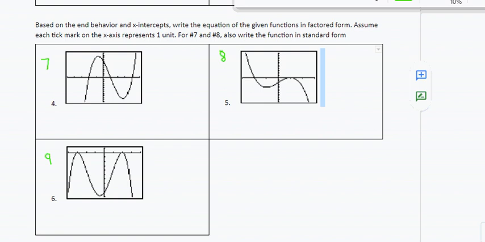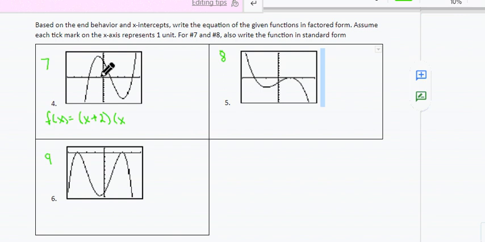All right. So this first one right here, number 7, we've got f of x equals, we have where as x goes to negative infinity, f of x goes to negative infinity. As x goes to positive infinity, f of x goes to positive infinity. So we're down to the left, up to the right. That tells us we have a positive leading coefficient with an odd degree. We only have 2 turning points. And remember, the maximum number of turning points is our degree minus 1. So since we have 2 turning points, we can go ahead and assume our degree is 3. That's at -2, so f of x is going to equal x plus 2. Also, it crosses at positive 1, so that's x minus 1. And it crosses at positive 4, so x minus 4.